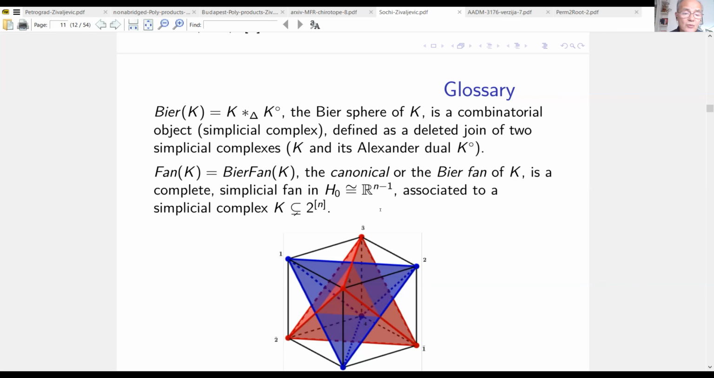And it follows that if the Bier sphere is polytopal with this fan, it is a generalized permutahedron. It is a deformation of a permutahedron. But for now, I just would like to ask you to remember these two objects: Bier K, which is the Bier sphere, and the associated fan, the complete simplicial fan.